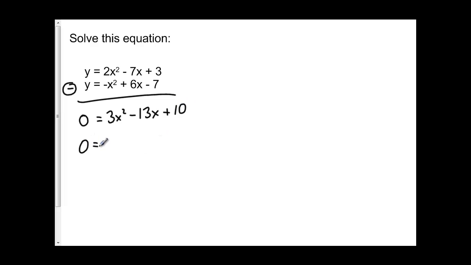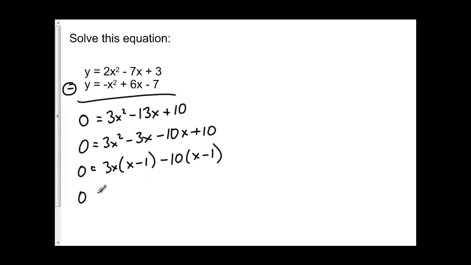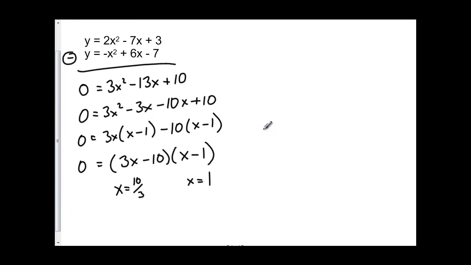So now I could factor this, of course. Multiplying to give me 30 and adding to give me negative 13 is going to be negative 3x and negative 10x. Here I could factor out a 3x, and that's going to leave me with x minus 1. Here I could factor out a negative 10, and that's going to leave me with x minus 1. So my factors are 3x minus 10 and x minus 1, which means this x is going to be 10 over 3, and this x is going to be 1. Now we need to take our two values that we solved for x and figure out what the corresponding y value is.